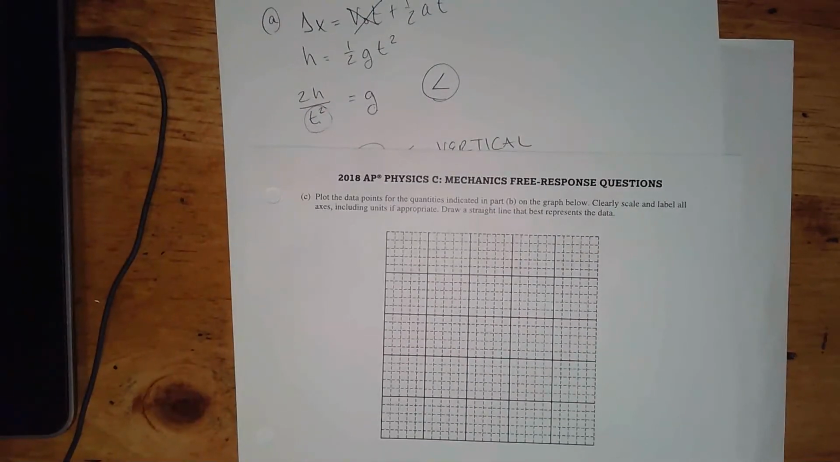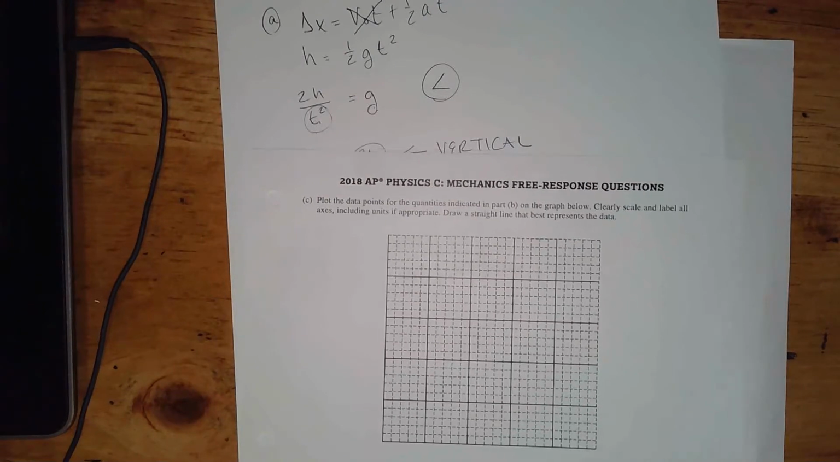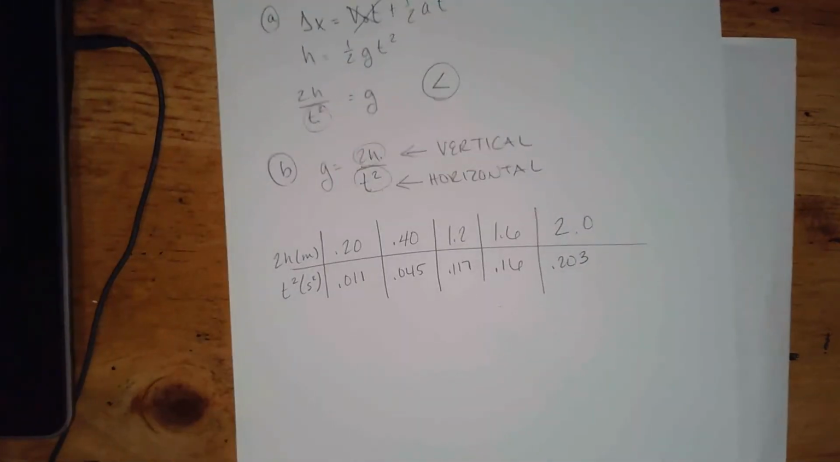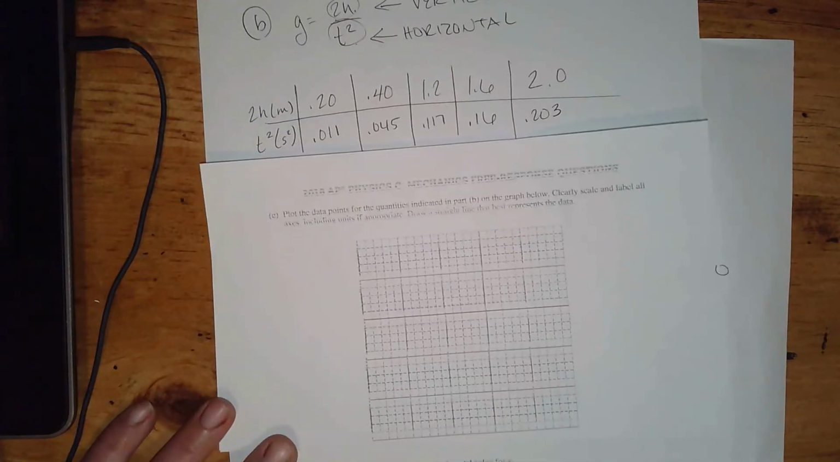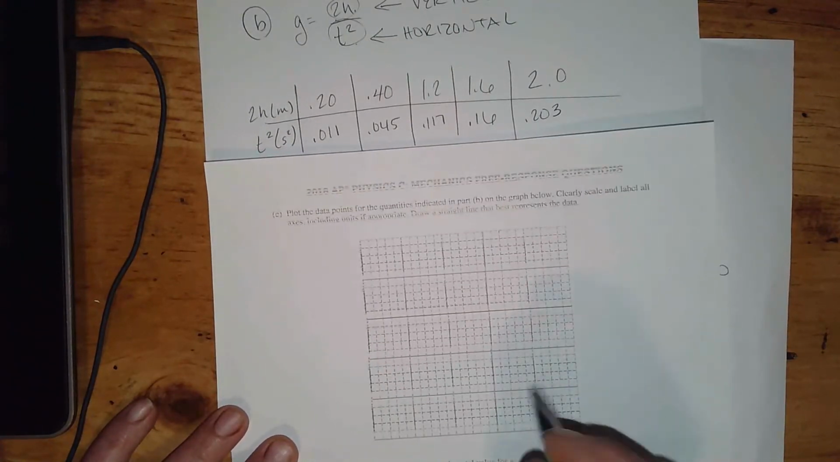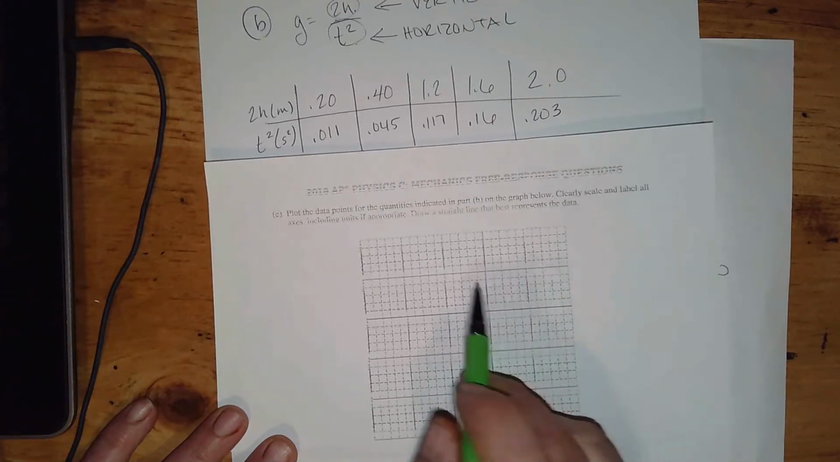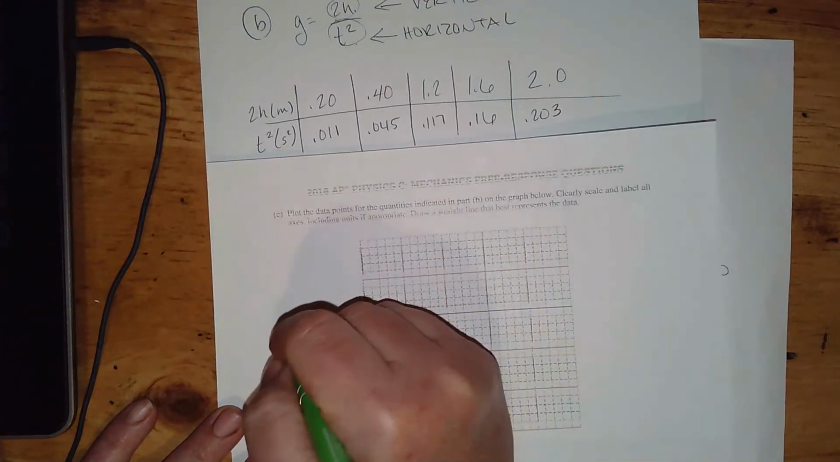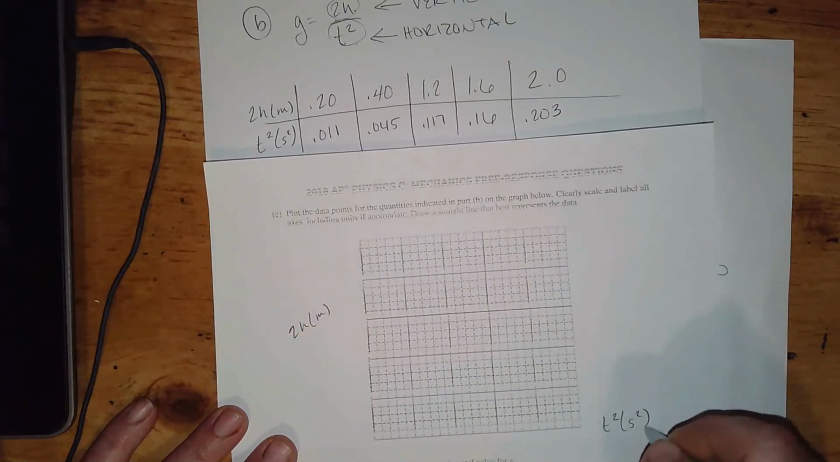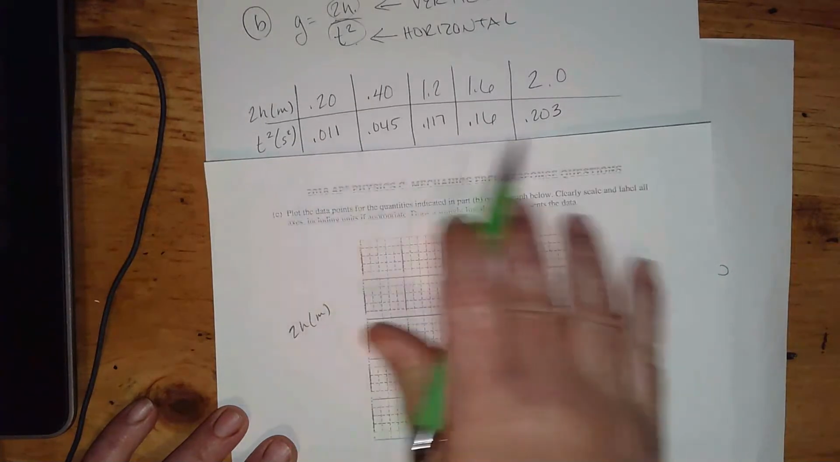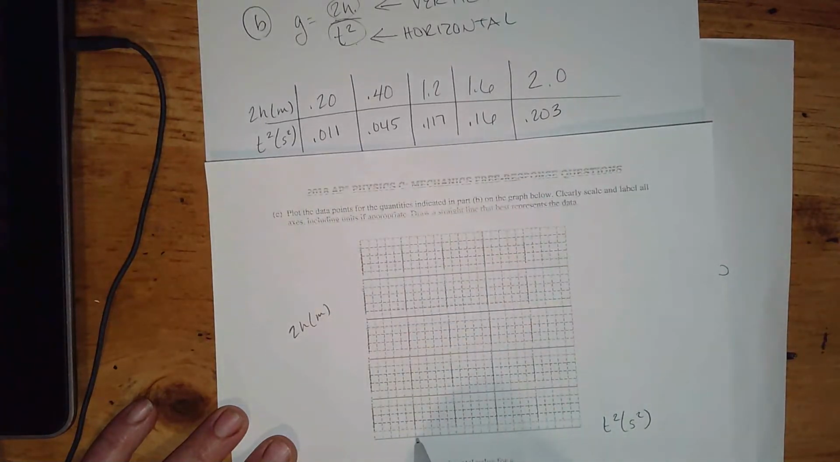And then they want me to plot these and draw a best fit line. Now, I did actually print myself a grid this time. It's kind of a light grid. It didn't turn out very dark, but I'm going to go ahead and do this. It's the same grid that you have. My vertical is going to be 2h in meters, and this is going to be t squared in seconds squared. So look at my x. I go from 0 to 0.2, so 0.05, 0.1, 0.15, 0.2. That sounds good to me.